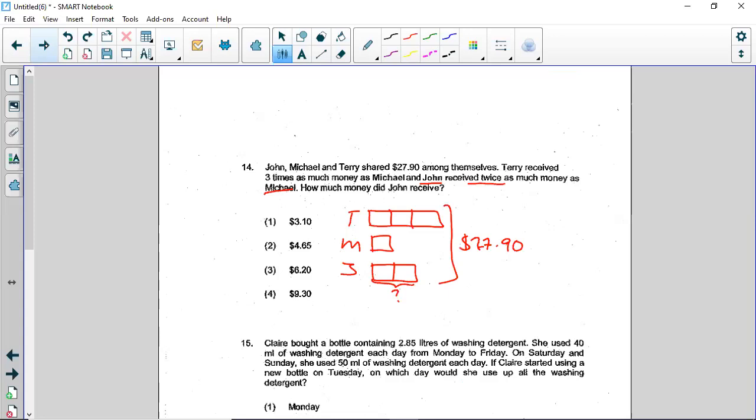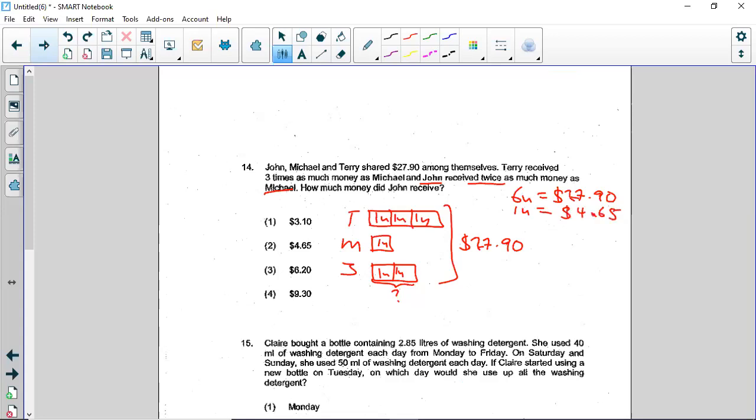All right, so add all the units together. So you have altogether 6 units. So your 6 units is $27.90. Then you find 1 unit. Okay, does anyone need me to show you how to divide? How to divide to get decimals? All right, just raise a hand. Otherwise, I assume that everybody knows how to divide. Okay, then $27.90, you divide by 6, do your long division, you will get $4.65, which is 1 unit.